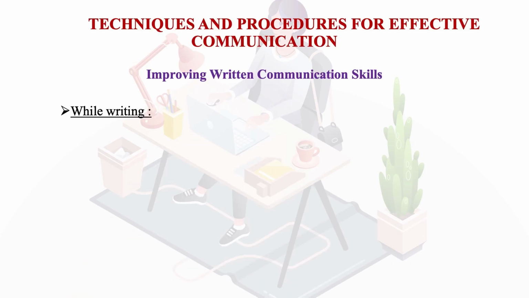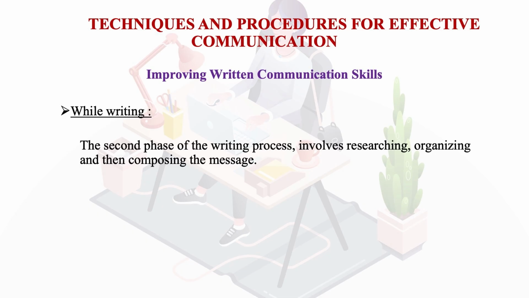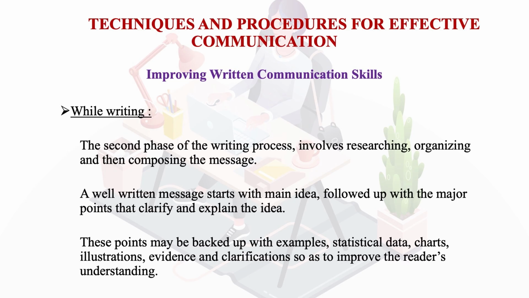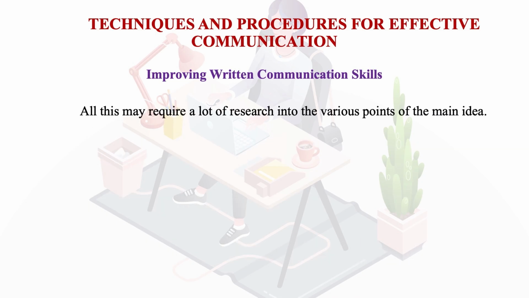Then comes the next stage, which is the writing stage. The second phase of the writing process involves researching, organizing, and then composing the message. A well-written message starts with the main idea, followed up with the major points that clarify and explain the idea. These points may be backed up with examples, statistical data, charts, illustrations, evidence, and clarification so as to improve the reader's understanding. All this may require a lot of research into the various points of the main idea.